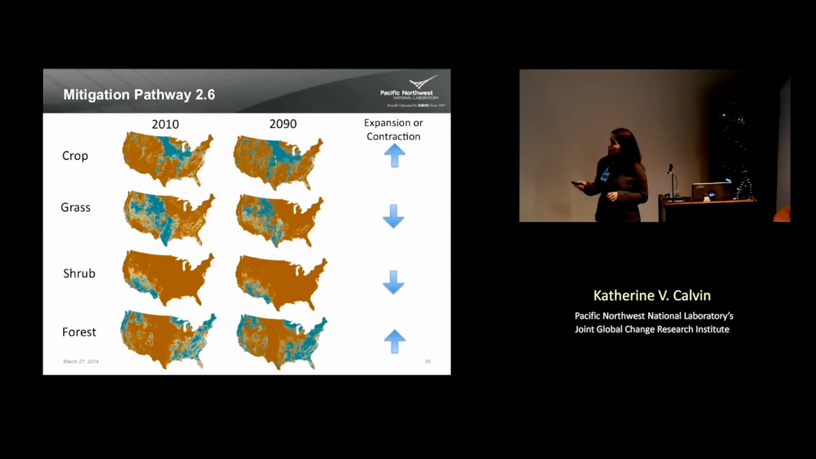And so you can see here it's telling you whether it's expansion or contraction. This is a pathway that's getting to 2.6 watts per meter squared, which is roughly consistent with a 2 degrees Celsius world if your climate sensitivity was 3 degrees C. And what you see here in the U.S. is an expansion of cropland in order to get to 2.6, and that's because the U.S. has really good agricultural productivity, and so we're growing a lot of bioenergy here to help us meet our mitigation target.